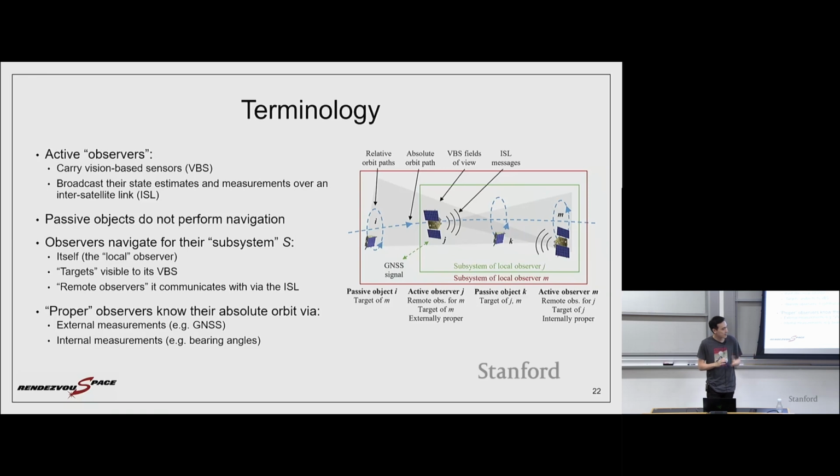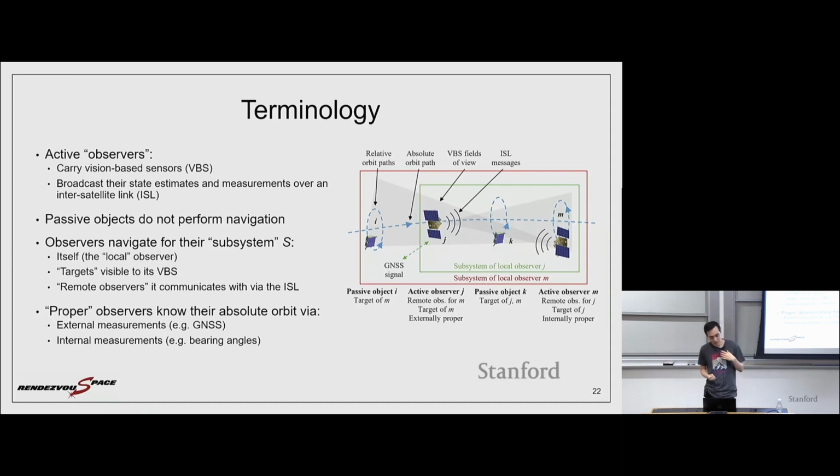We also have passive objects, so these are targets which don't perform navigation themselves, but are tracked by the active observers. And observers are said to navigate for their subsystem. So the subsystem consists of the observer itself, any targets visible to its onboard camera, as well as any remote observers it communicates with over its crosslink radios. So in this situation, we have two active observers, J and M, two passive objects, I and K, and each observer, J and M, has slightly different subsystems of objects they're trying to navigate for.